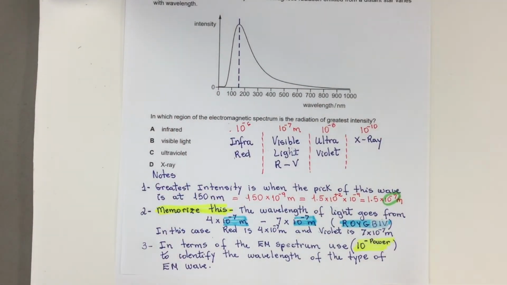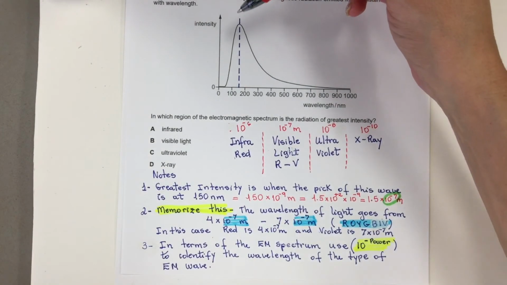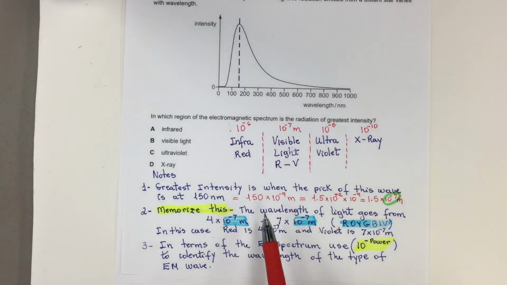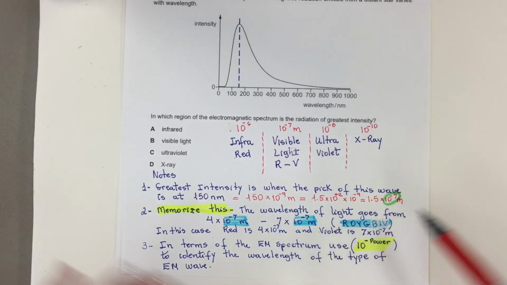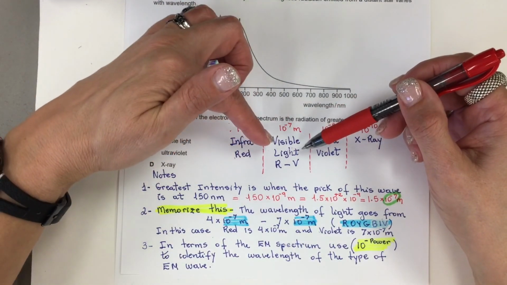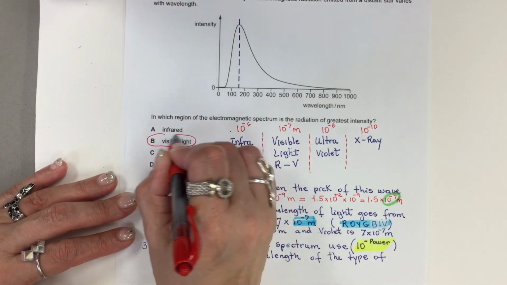Now, to answer this question, because the peak of this intensity is right here at 150 nanometer, which corresponds to 1.5 times 10 to the minus 7 meter, which corresponds to the region of the visible light, the answer is visible light.